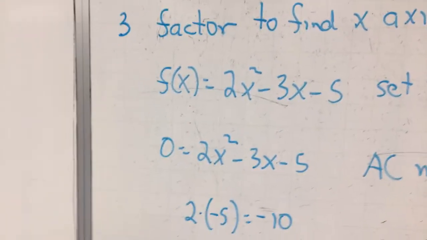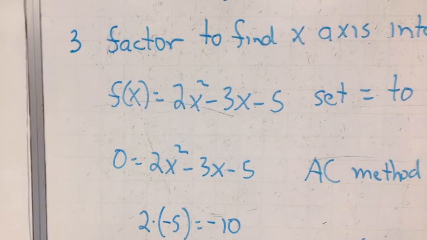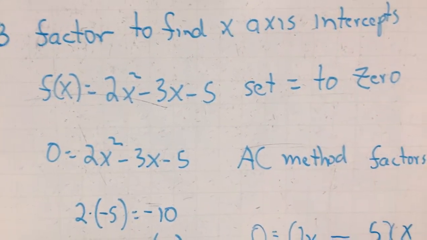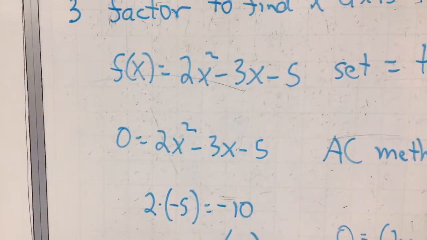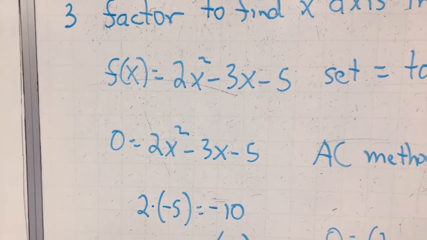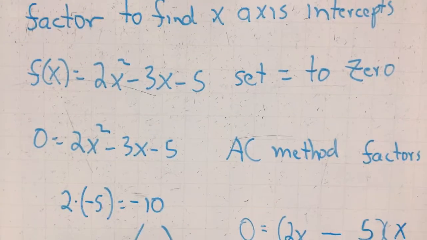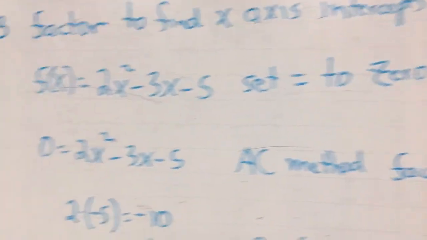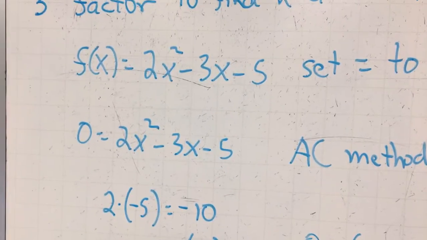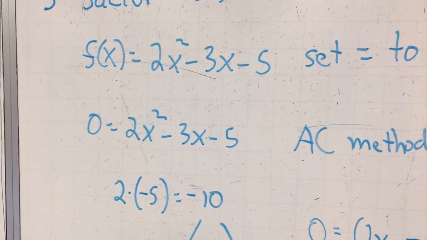Now, we're going to factor this thing. Remember, every point on the x-axis has a y value of 0. So, I'm going to take what I started with, f of x is equal to 2x squared minus 3x minus 5, and I'm going to set it equal to 0. Now, this is kind of a bummer. It will factor, and we always check for that.